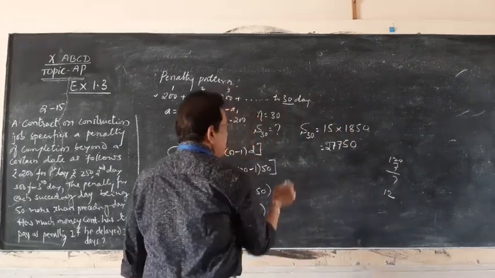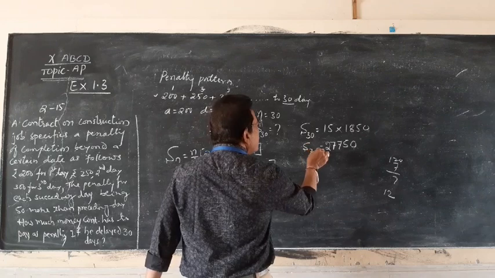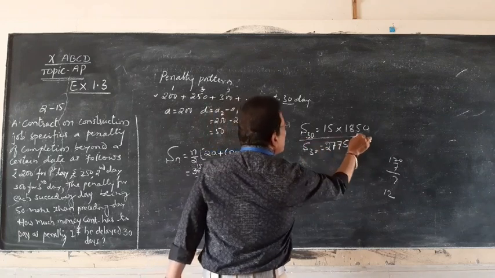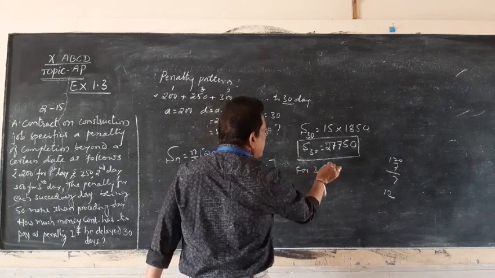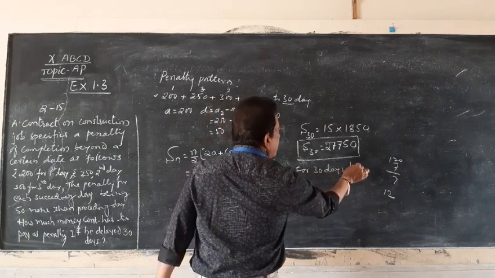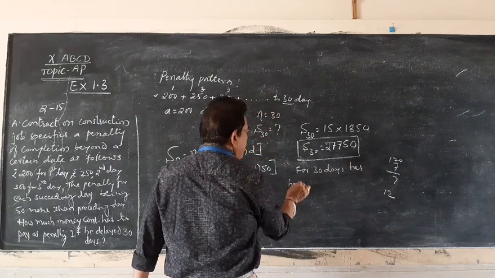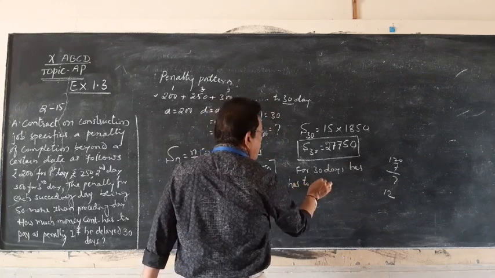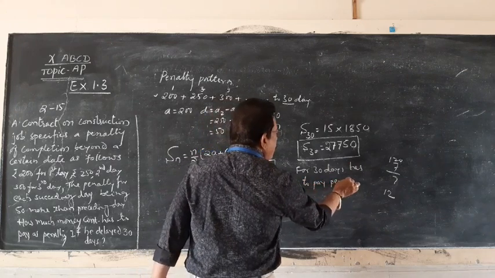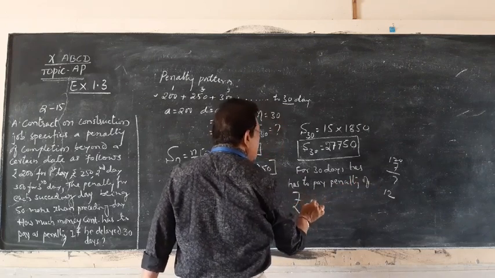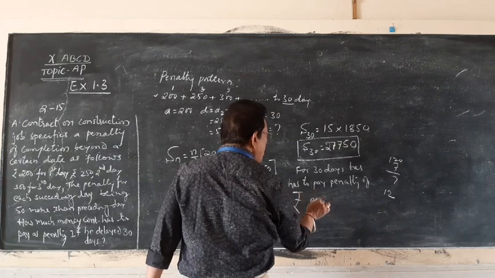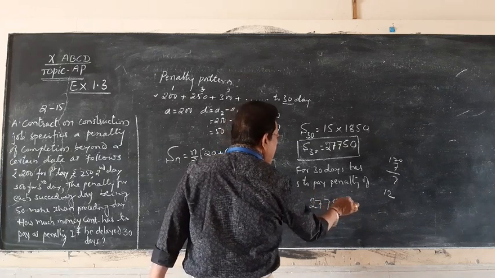That is S30 equals, for 30 days he has to pay a penalty of rupees 27750.